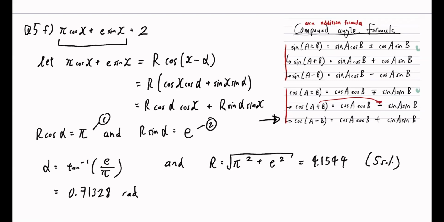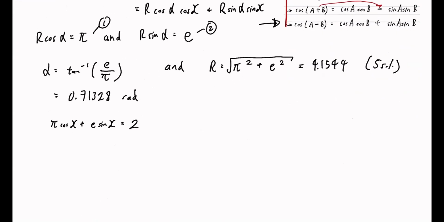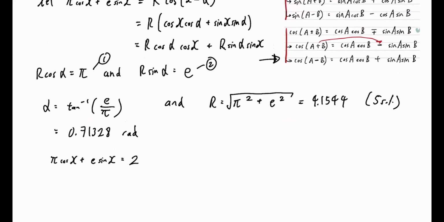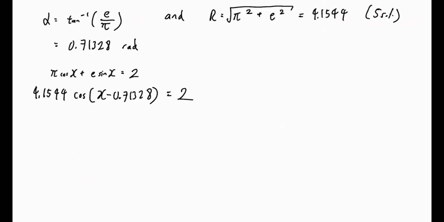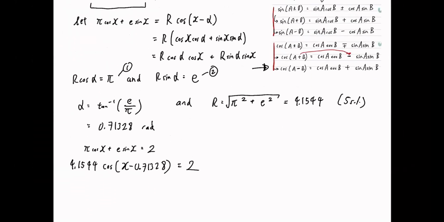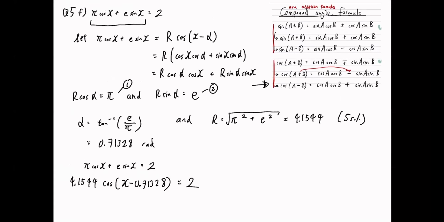Then, as a result, we can take the original equation, just copy it down. We wanted the left-hand side to be R cos(x minus alpha), right? So we just substitute in R, 4.1544, times cosine of x minus alpha, 0.71328, equals 2. Then we proceed to solve. Is it clear so far? Good.